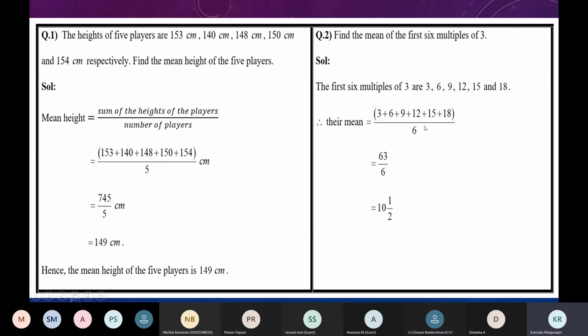Sum of all the observations by the number of observations. We need to find the mean of the first 6 multiples of 3. So 3 1s are 3, 3 2s are 6, 3 3s are 9, up to 3 6s are 18. Add all these multiples and divide by 6 because there are 6 here.